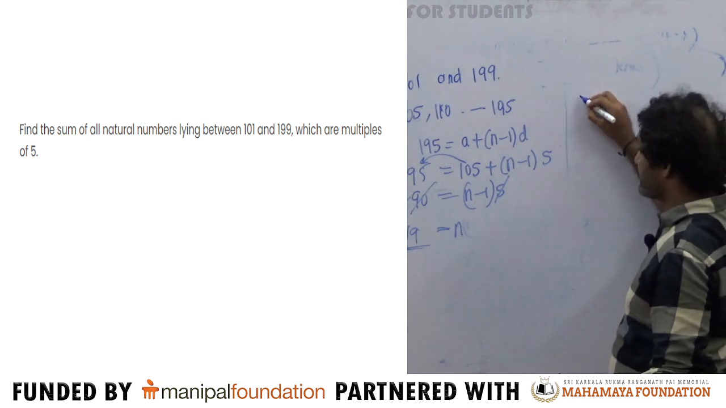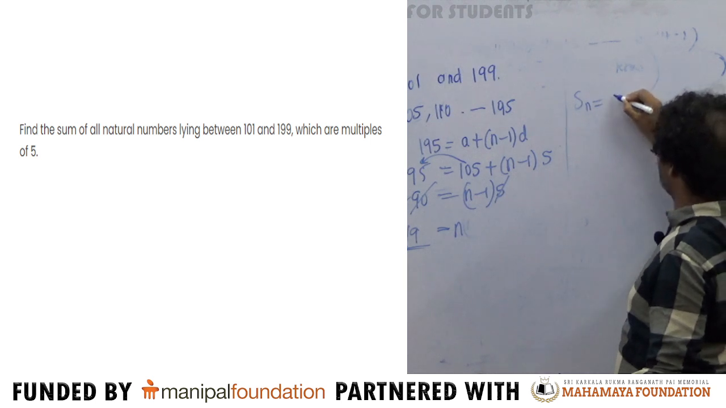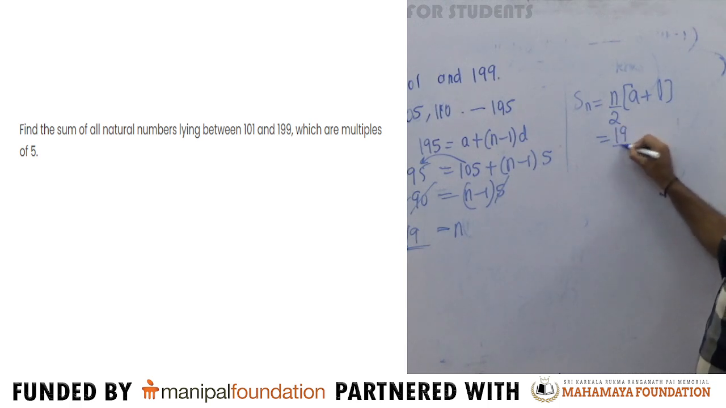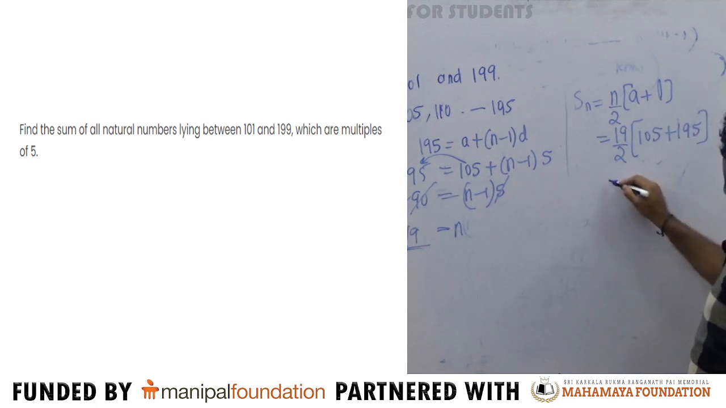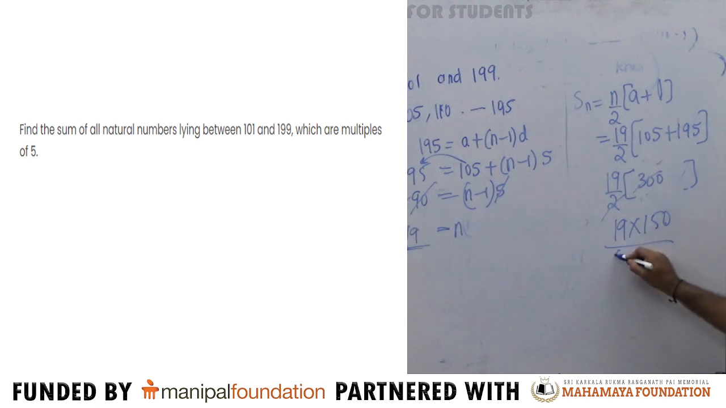For the sum, we know the last term, right? So we'll go with this formula: n by 2 into (a plus l), which is 19 by 2 into (105 plus 195). We'll see how much it comes. Isn't it roughly 300, right? So 2 will go into this 150 times, 19 into 150. 19 into 0 is 0, 19 fives are 95, 19 ones are 19 plus 9, 28. So the answer is 2850.